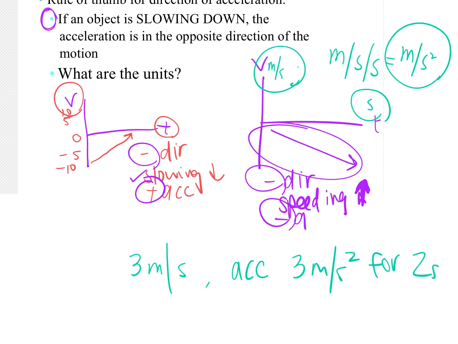We're adding 3 to it, so now we're going 6 meters per second. And then after my second second goes by, how fast am I traveling now? 9 meters per second, right? My velocity increases 3 meters per second for every second that goes by. Okay, does that kind of make sense?